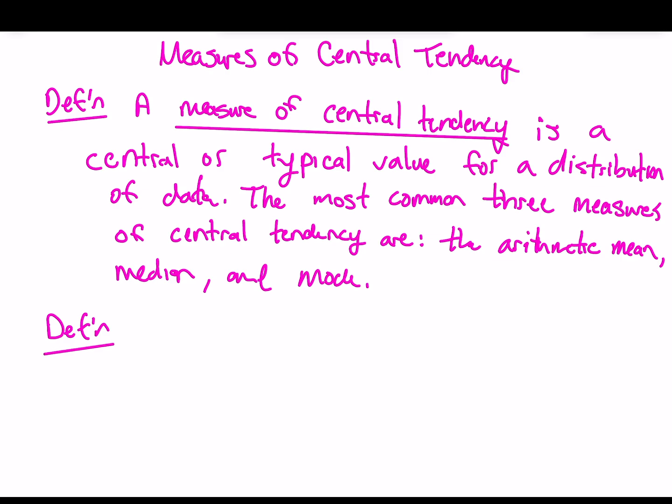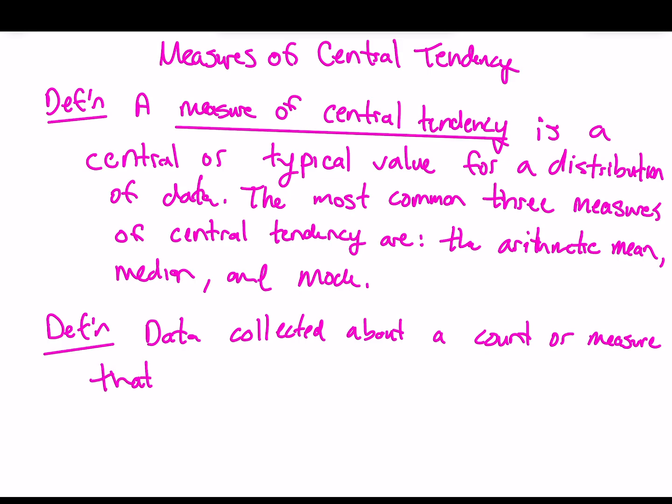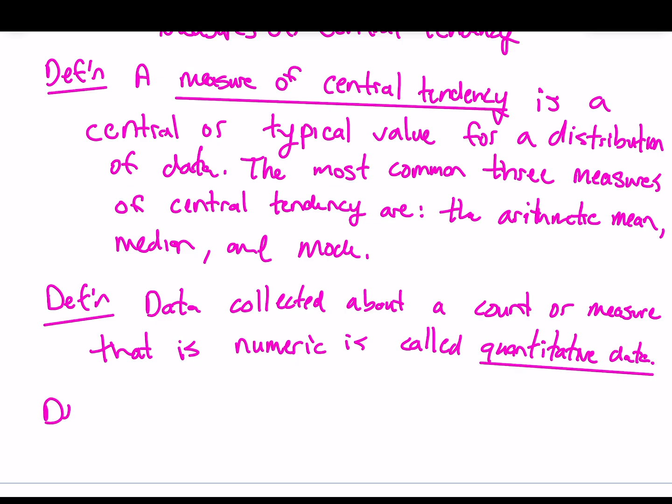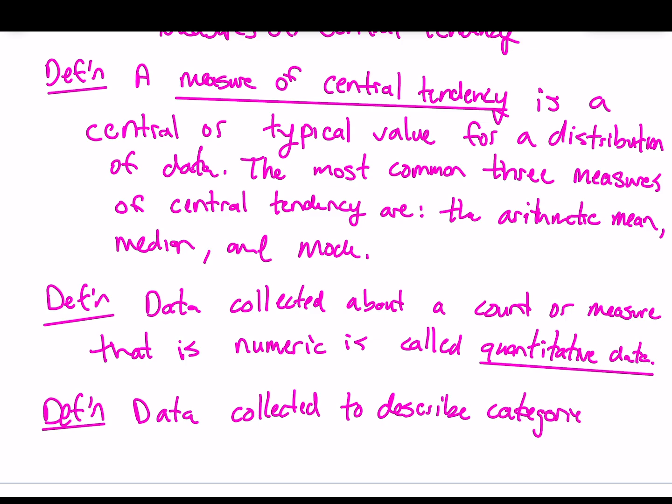Another definition. Data collected about a count or measure that is numeric is called quantitative data, which implies that there is a quantity involved. Okay. Data collected to describe categories is called qualitative data.